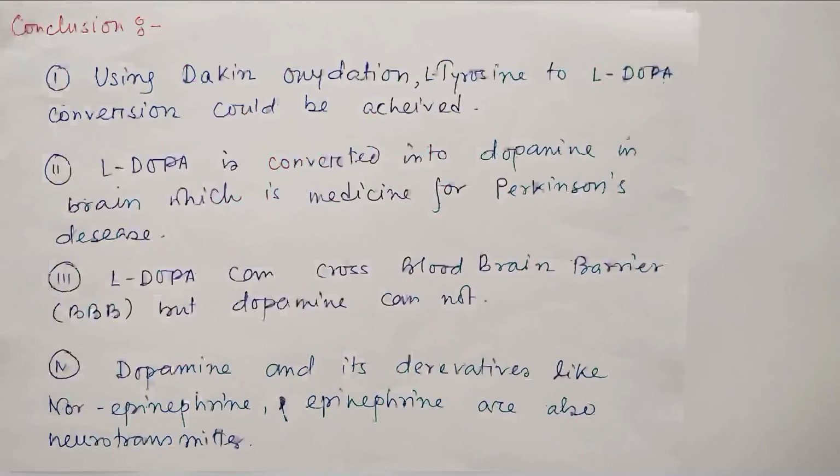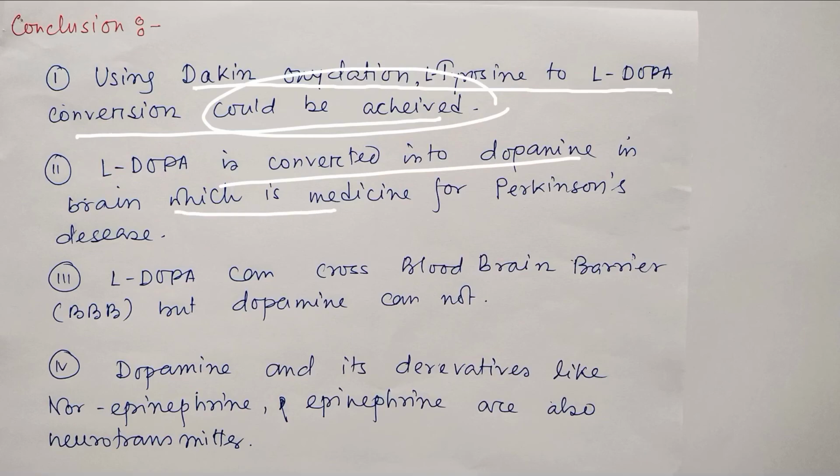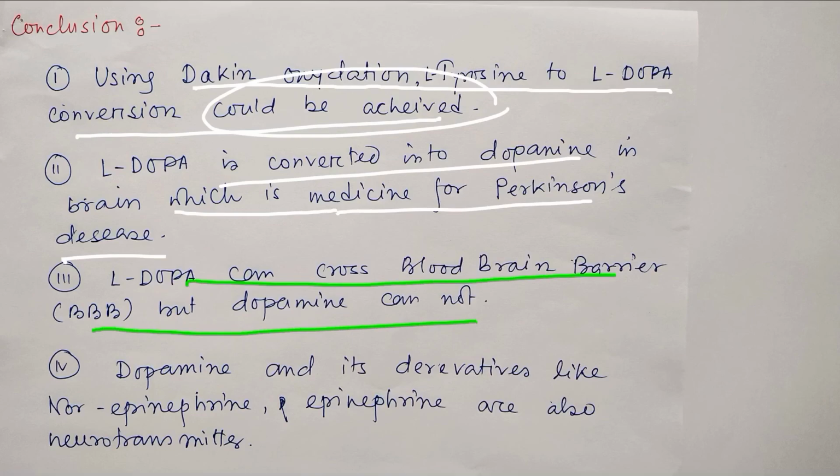So in conclusion, what have we learned today? We have learned that using Birch reduction or oxidation, L-tyrosine to l-DOPA conversion is chemically possible, and it's an important drug for Parkinson's disease. Why? Because l-DOPA is converted into dopamine, which is the actual medicine for Parkinson disease. Now l-DOPA can cross the blood-brain barrier, but dopamine cannot.